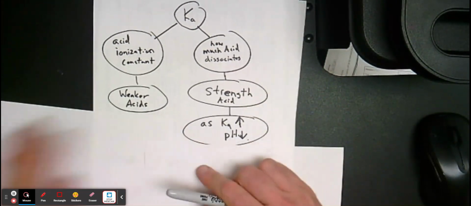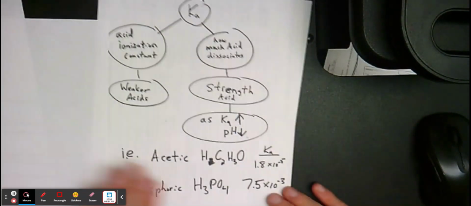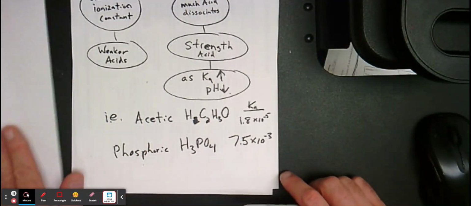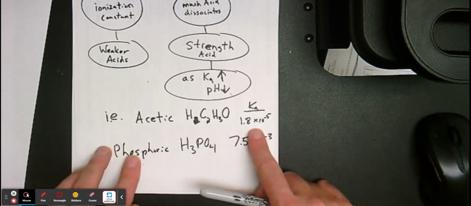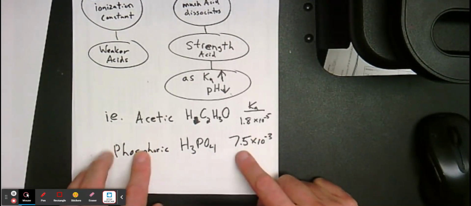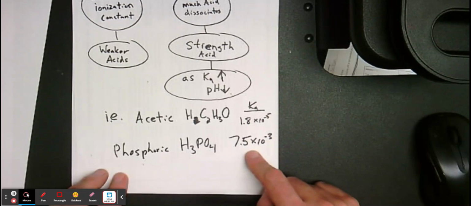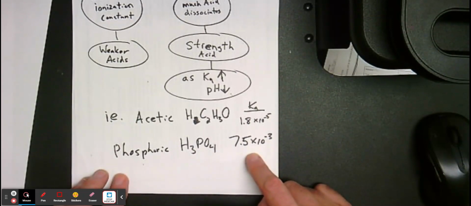Now, these values are going to be in the back, like in a table somewhere. They'll be given to you. For example, acetic acid is this. Phosphoric acid, the one that's in Coke, is this.